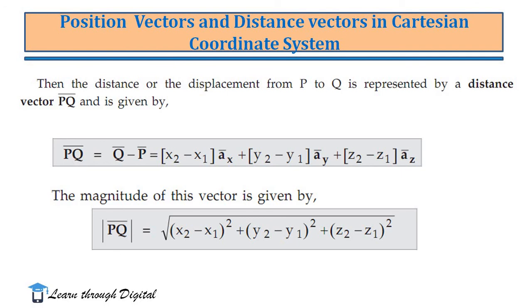It can be written as (x2 minus x1) ax vector plus (y2 minus y1) ay vector plus (z2 minus z1) az vector. Then we find the magnitude of the distance vector. Modulus of PQ vector equals the square root of (x2 minus x1) squared plus (y2 minus y1) squared plus (z2 minus z1) squared. This is nothing but the length of the vector PQ. So the distance vector gives the distance between the two points.